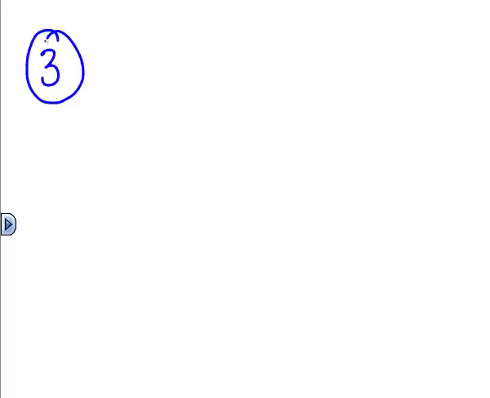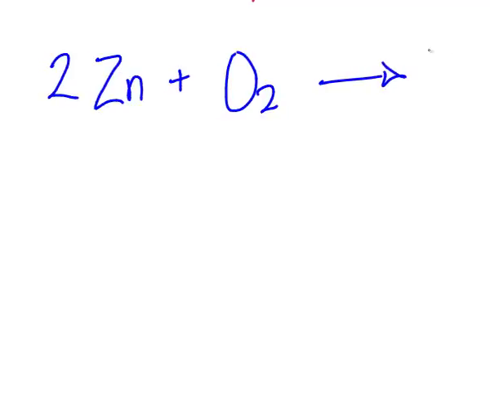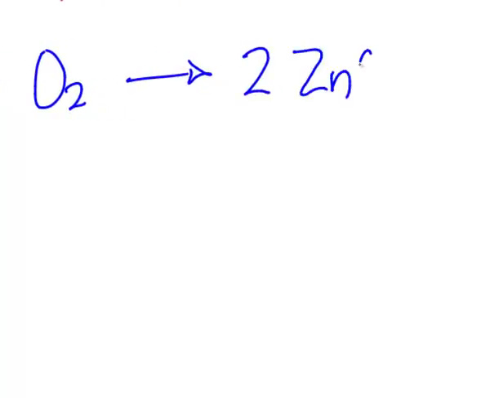How many grams of O2 are required to produce 346 grams of zinc oxide in the following reaction? And here's what it looks like. 2 zinc plus O2 gives me 2ZnO. First of all, is it balanced? Nice! Then we'll look at the problem.